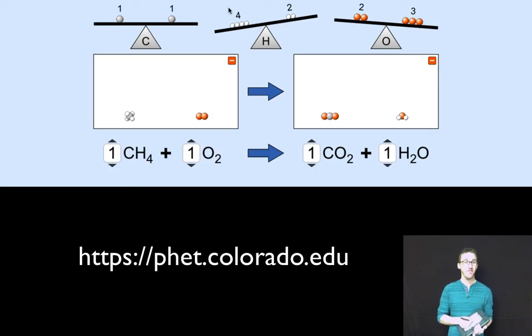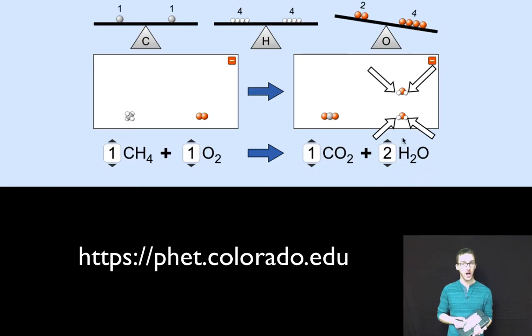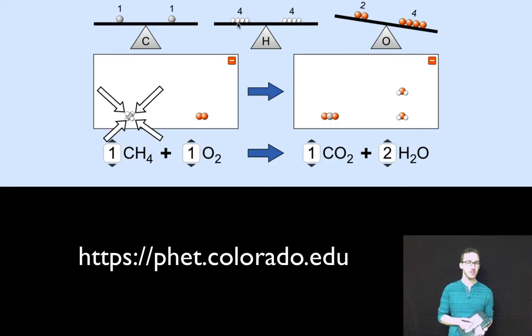Notice that I have 4 atoms of hydrogen on the reactant side, 2 atoms on the product side. I look at where my hydrogen is located on the product side, in this case water, and I change the coefficient until my number of hydrogens match the number of hydrogens on the reactant side.